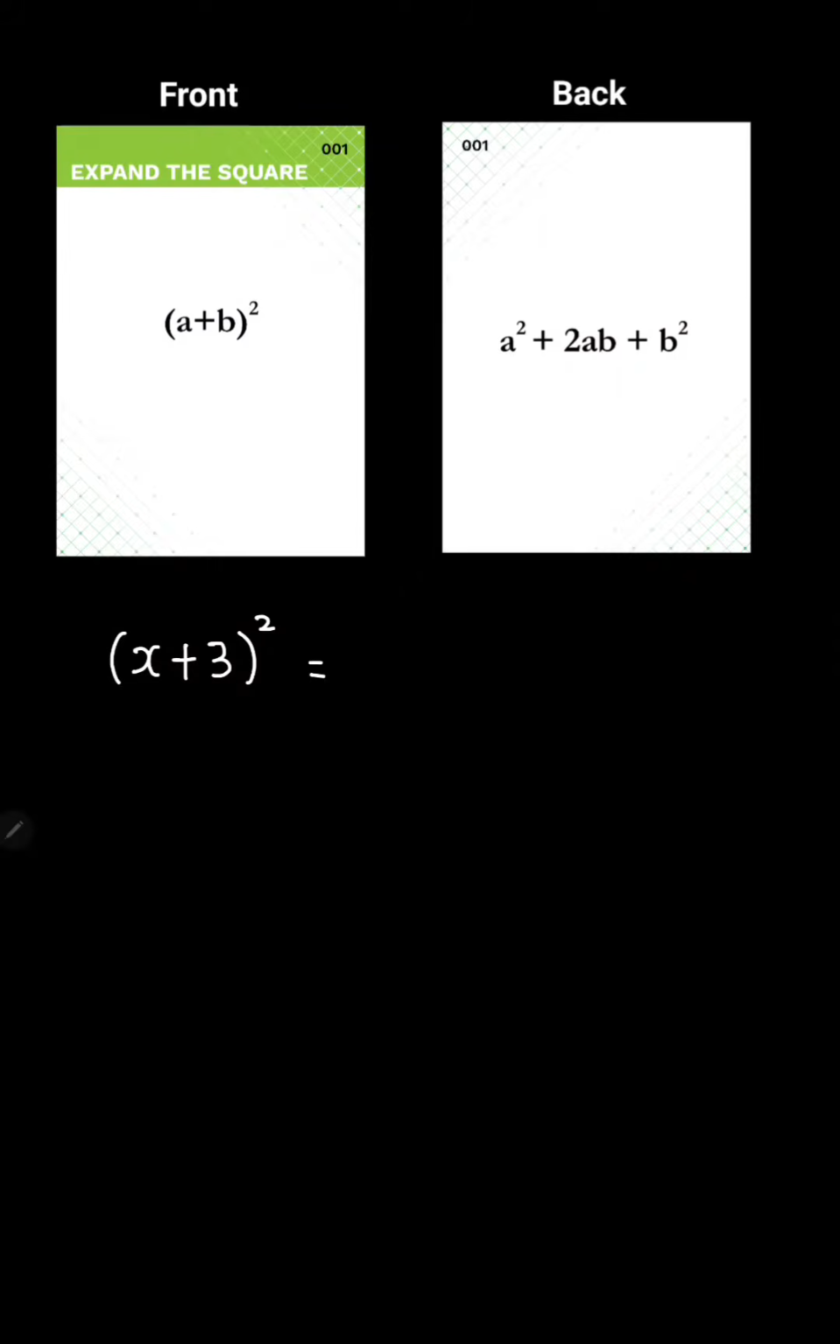Right, so today I'm going to make a quick tutorial on the first card. So you can see this is card number 1. You have a front and back. The front is basically (a + b) to the power of 2. The back is basically how you expand this one quickly.